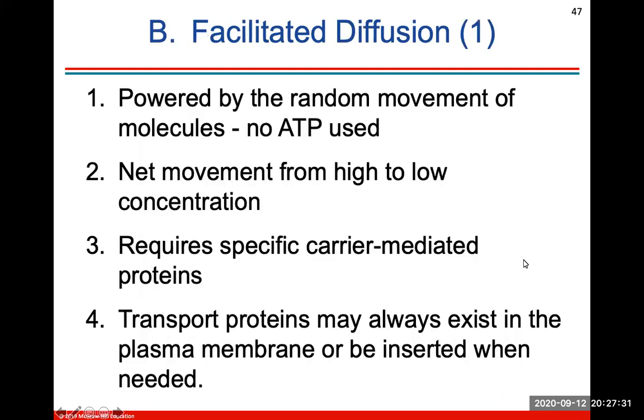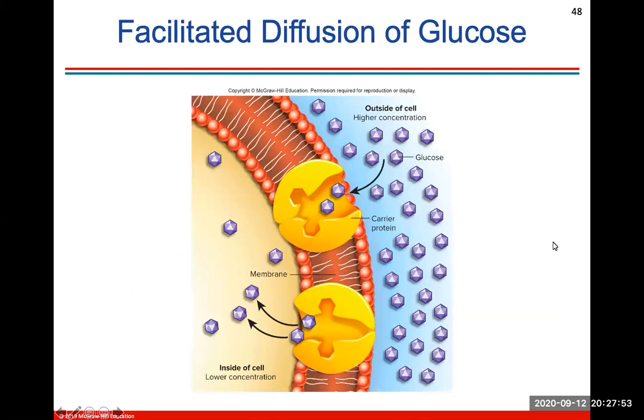Facilitated diffusion is a passive process, and it's powered by the random movement of molecules. It's passive, so no energy, no ATP is used, and there's a net movement from high to low concentration. It will require specific carrier-mediated proteins, and the transport proteins may always exist in the plasma membrane or be inserted when needed. So this is the facilitated diffusion of glucose. Again, it's a passive process. Glucose will go from an area of higher concentration outside the cell to an area of lower concentration inside the cell, but it will use carrier proteins to help it get through the cell membrane, and that's why we call it facilitated diffusion.